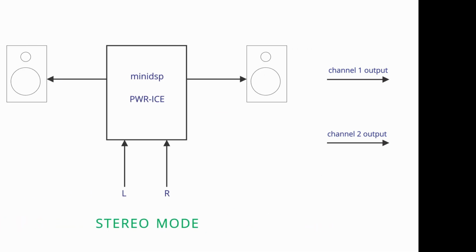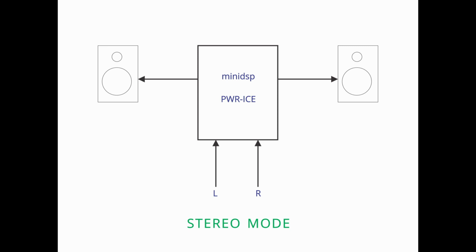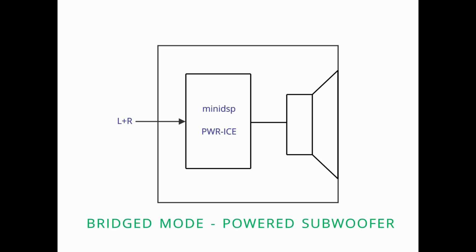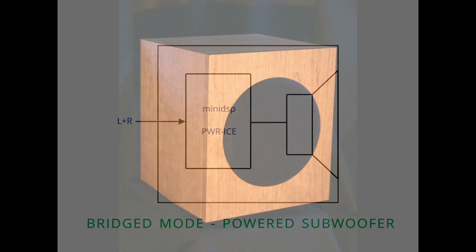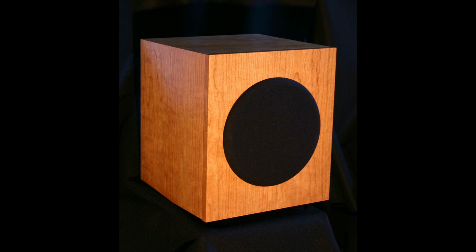The miniDSP PWR-ICE makes a capable stereo amplifier with the added features of parametric equalization and adjustable delay. Just bring your data stream and you can make a stereo. And for added versatility, you can bridge two amp channels to one channel of twice the power. That's handy for power-hungry applications like the powered subwoofer.